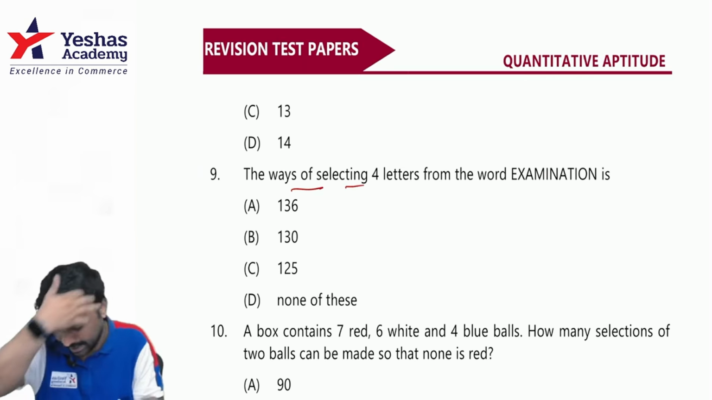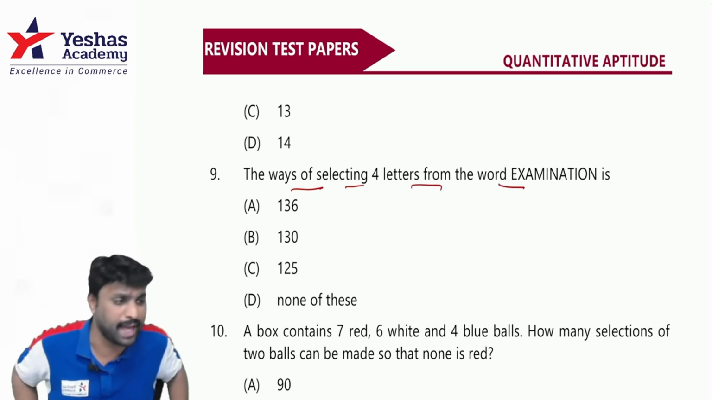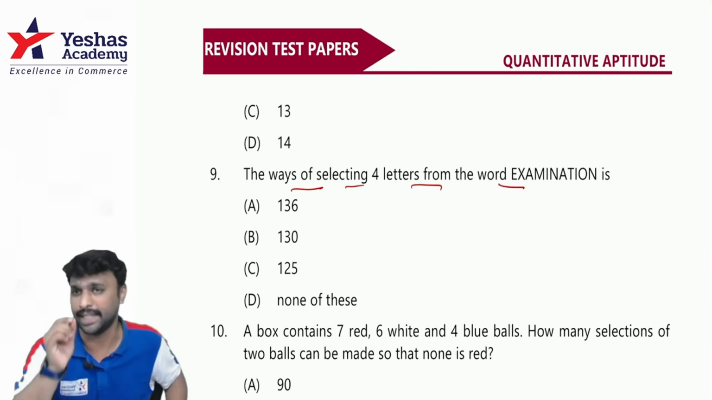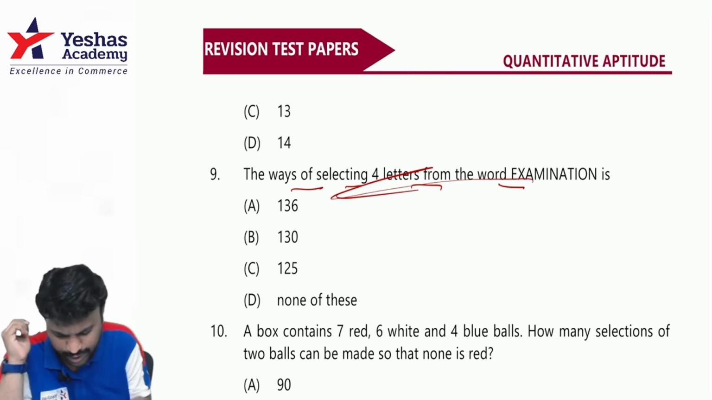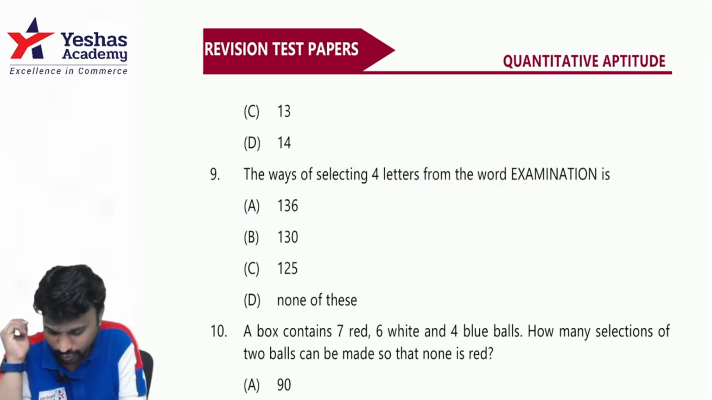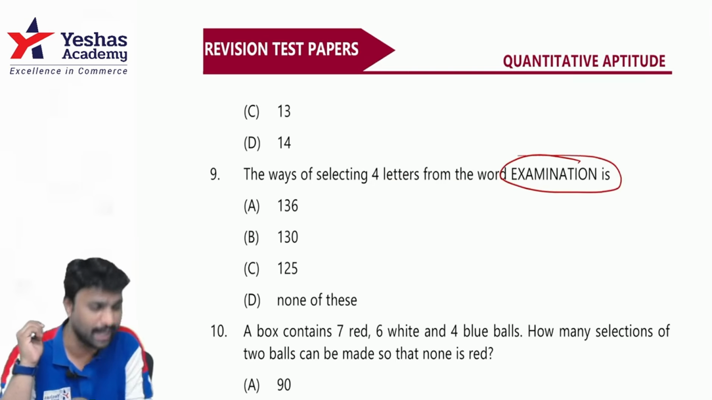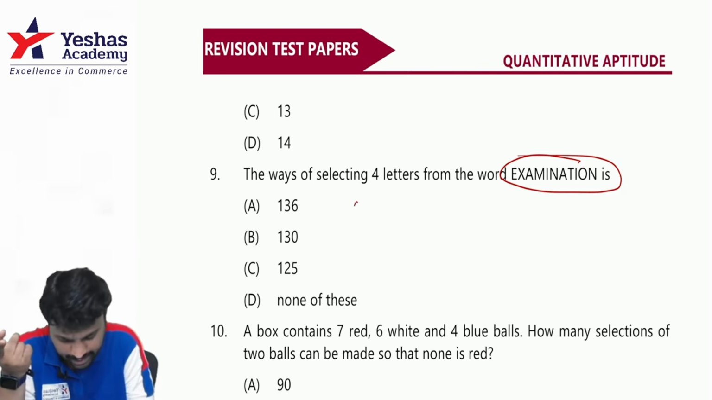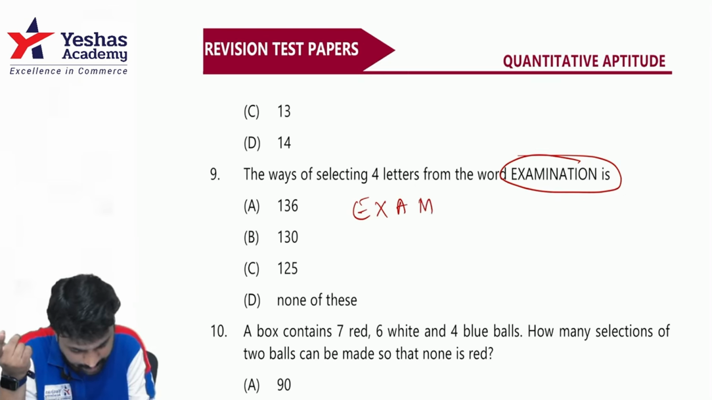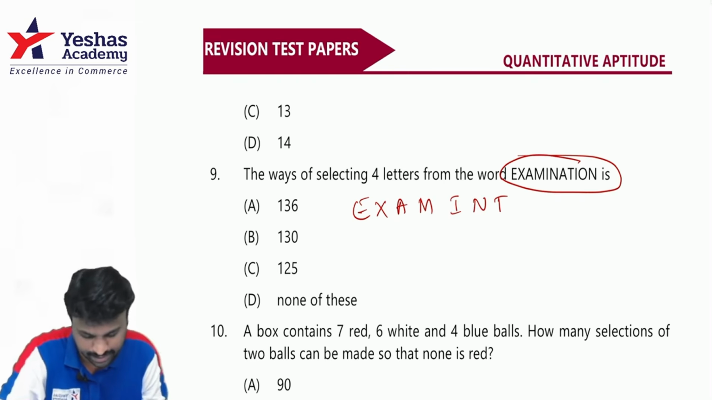The number of ways of selecting 4 letters from the word examination. It's one of the ICAI exercise questions. We have done this in the regular class. Guys, what we need to do is select 4 letters from the letters of the word. So examination, how many distinct letters are there? E is one of the distinct letters. X, A, M, then you have I, you have N, you have T. These are the distinct letters.